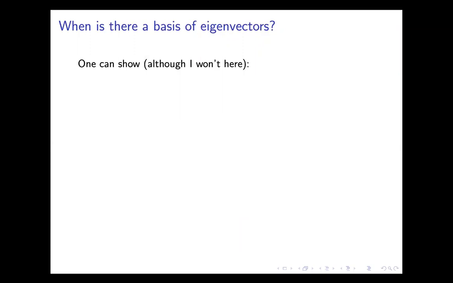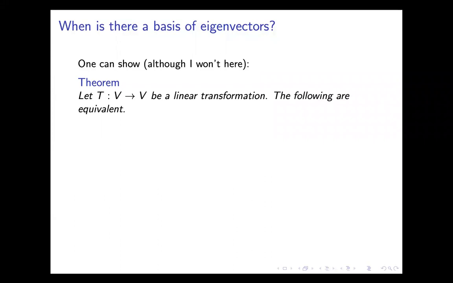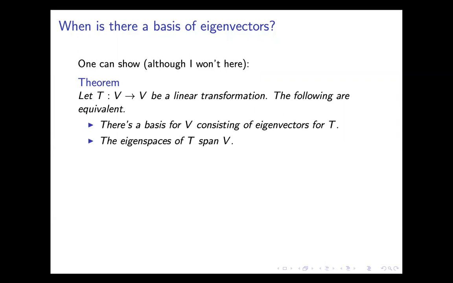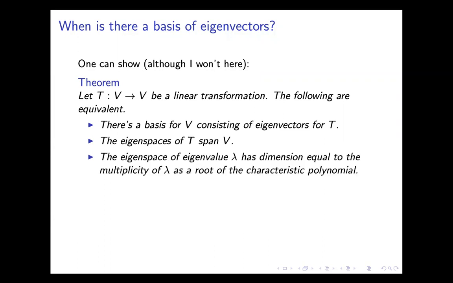Now, one can show, although the proof due to the time constraints will be beyond the scope of our class, that for a linear transformation T from V to itself, the following statements are equivalent. First, there is a basis for V consisting of eigenvectors for T. Second, the eigenspaces of T span the vector space V. And third, the eigenspace of eigenvalue lambda has dimension equal to the multiplicity of lambda as a root of the characteristic polynomial.